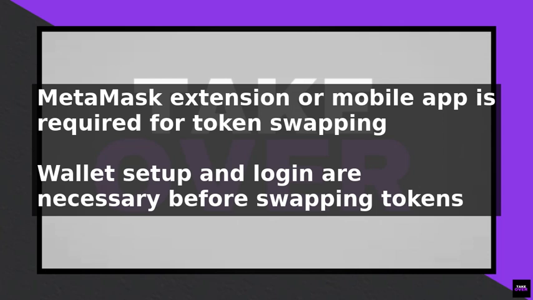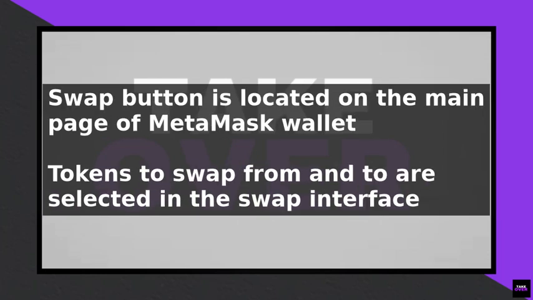To start the swapping process, click on the swap button, which is usually located on the main page of your MetaMask wallet. This will open up the swap interface, where you can select the token you want to swap from and the token you want to swap to.